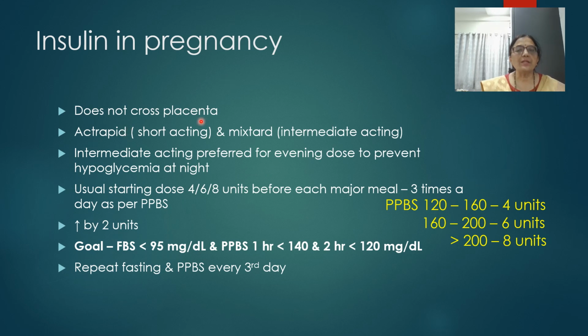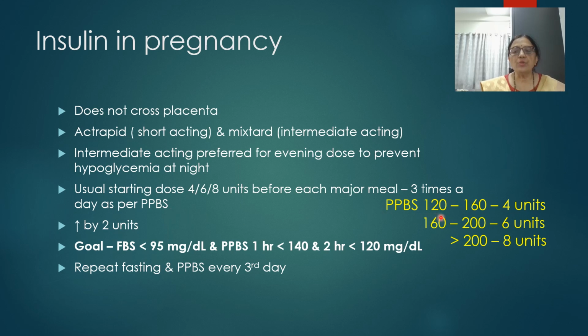Insulin doesn't cross the placenta. That is a major advantage, so it is not leading to fetal hypoglycemia. Short acting or intermediate acting insulins can be used, such as Actrapid and Mixtard. Intermediate acting insulins are preferred for the evening dose to prevent hypoglycemia at night or early morning. Usual starting dose of insulin is 4 or 6 or 8 units before each major meal, so 3 times a day, as per postprandial blood sugar.